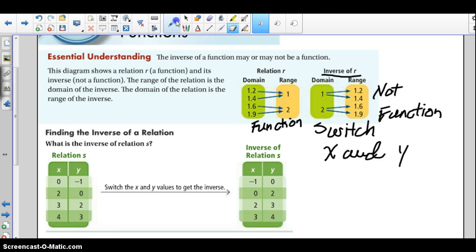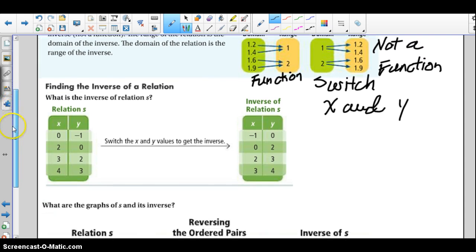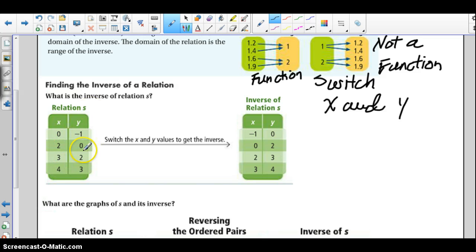So let's go ahead and practice this idea down here with this little setup. If you look at all the x's and y's and the inverse of it, all they've done is gone ahead and switched out the x's and y's. This is your x column for the relation. It's now the y column. In the relation, here's the y column. It's now been switched out to the x column. So the big idea for inverses is that you're switching out the x's and y's.